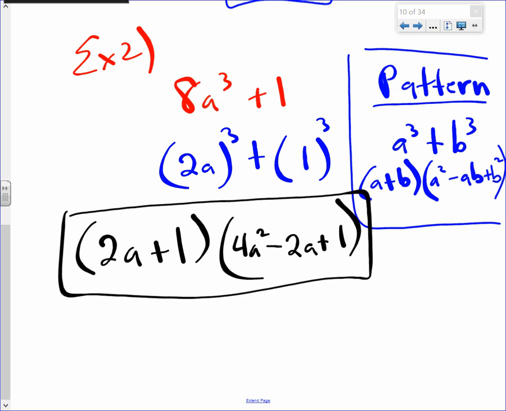So watch this. Let me write the last pattern here. Look at this. Sum of cubes. A cubed plus b cubed becomes a plus b times the trinomial a squared minus ab plus b squared.